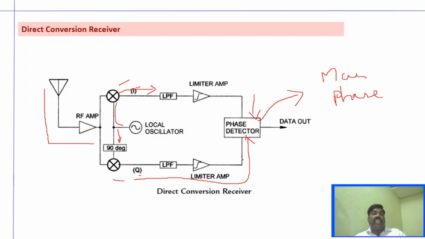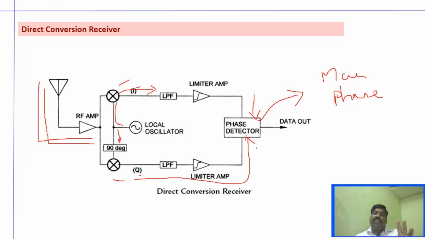But you have to understand here, all we are doing is receiving the signal, amplifying it, and then multiplying it with the local oscillator signal. While multiplying, we use the direct local oscillator signal and the phase shifted local oscillator signal, so that it produces a phase shifted signal.